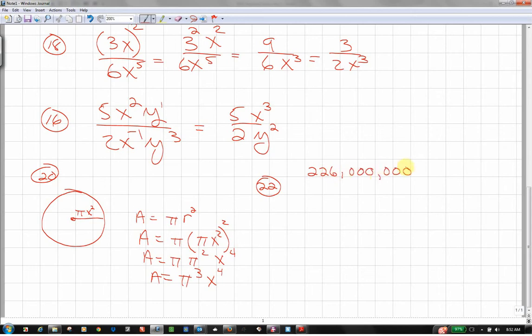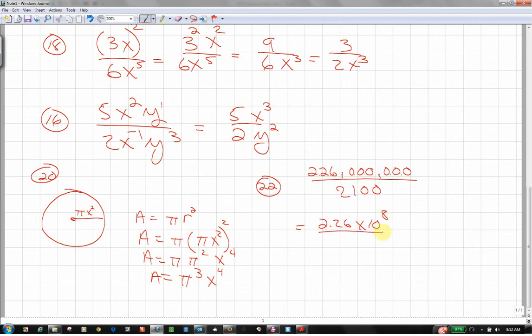So that's the distance around the sun, and it takes it 2,100 hours to revolve around there. And it says it wants me to put it in scientific notation. So what we're going to do is take the top number and move the decimal place 1, 2, 3, 4, 5, 6, 7, 8. So that's 2.26 times 10 to the 8th.